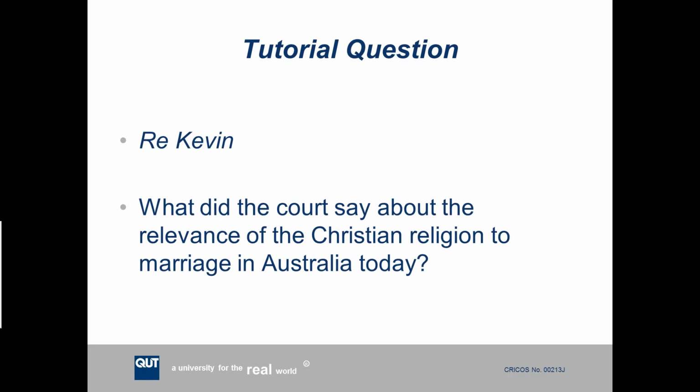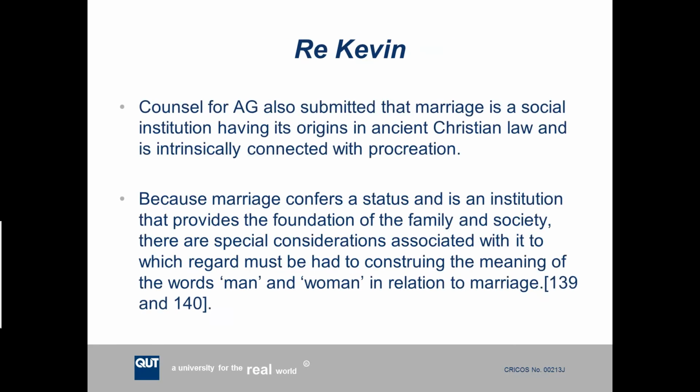So during the course of this case, the court again had to look at marriage in Australian law, and the submission by the Attorney General was, really along the same lines as Corbett, that marriage is a social institution having its origins in ancient Christian law, and it is intrinsically connected with procreation. So another reason why the marriage could not be valid was that Kevin and Jennifer could not naturally procreate, that is, have children. Ironically, at the time of the hearing, Jennifer was pregnant through IVF treatment. However, it was not Kevin's sperm. He was not capable of producing sperm.